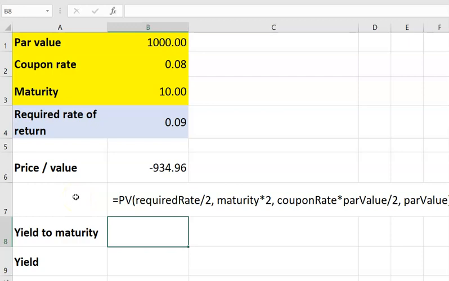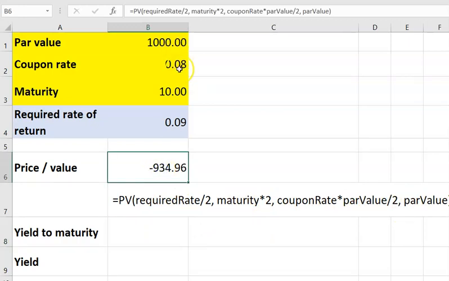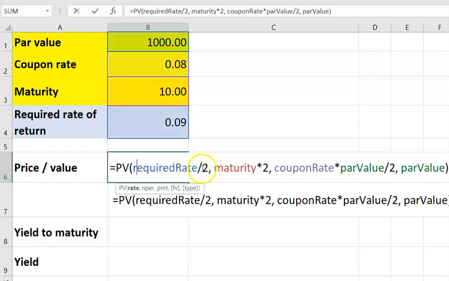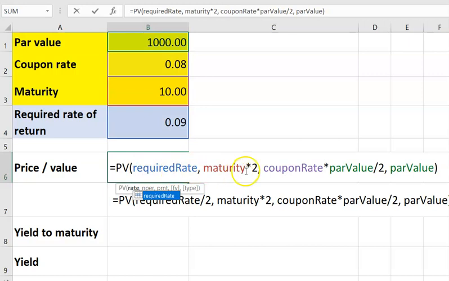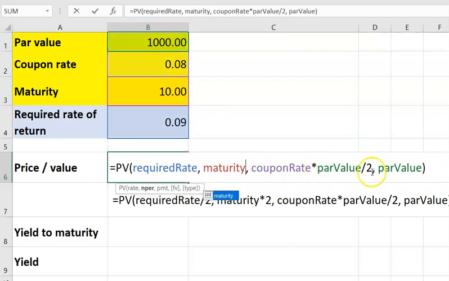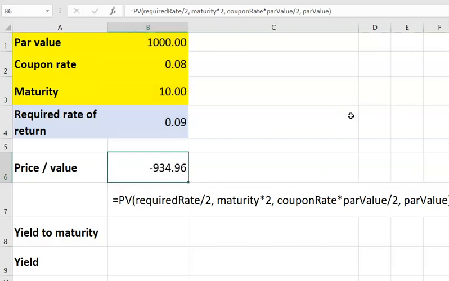It's very important. Again, if I was just getting paid my coupon once a year, then I would not do any of these. So let's just do that too. If I'm getting paid once a year, I'd get rid of that, get rid of that, and get rid of that. Now I'm getting paid once a year. And it changes my present value. But let's go back and see what happens.